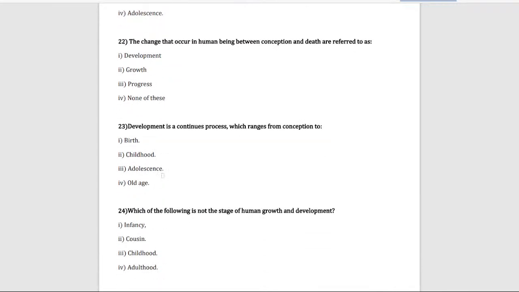Question number 22. The change that occurs in human beings between conception and death are referred to as dash. First, development. Second, growth. Third, progress. Fourth, none of these. And the correct answer for this question has to be development. So the change that occurs in human beings between conception and death are referred to as development.